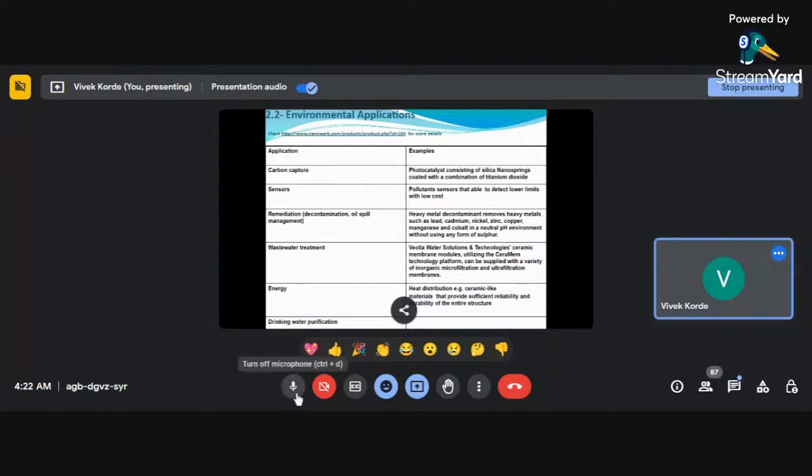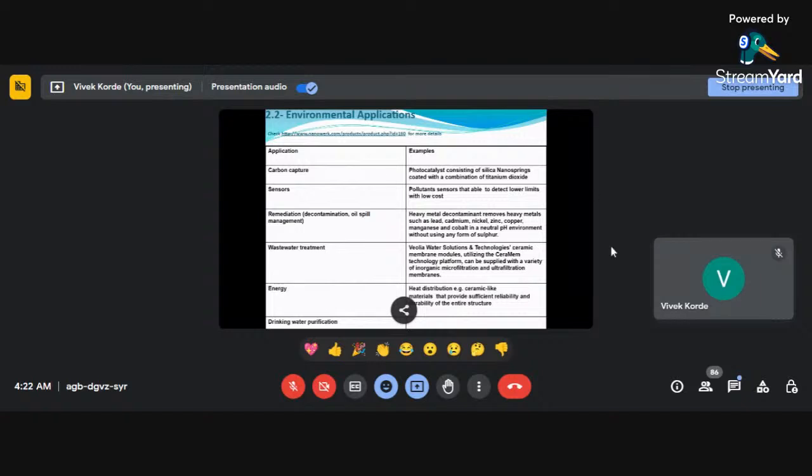Okay, yes, it is now visible. So again, in continuation with that slide, there are again some application heads here under which we have to discuss the examples. So carbon capture. Under the carbon capture head there are a few examples: photocatalysis, consisting of silica nanosprings coated with a combination of titanium dioxide. And this is also a very good application.